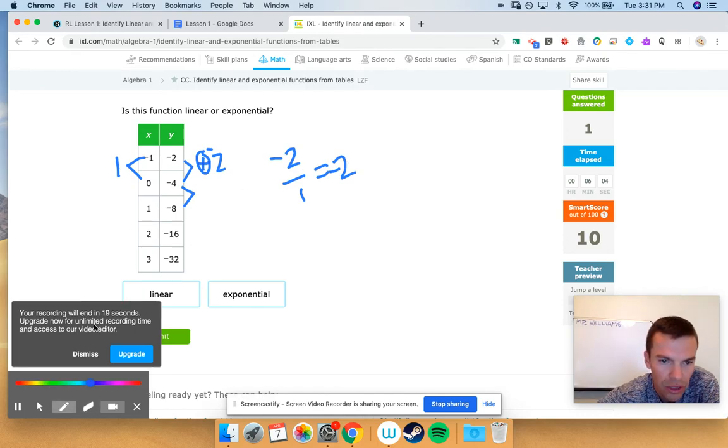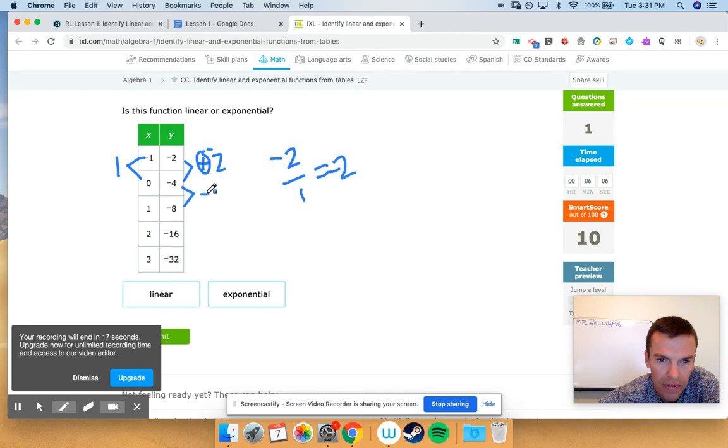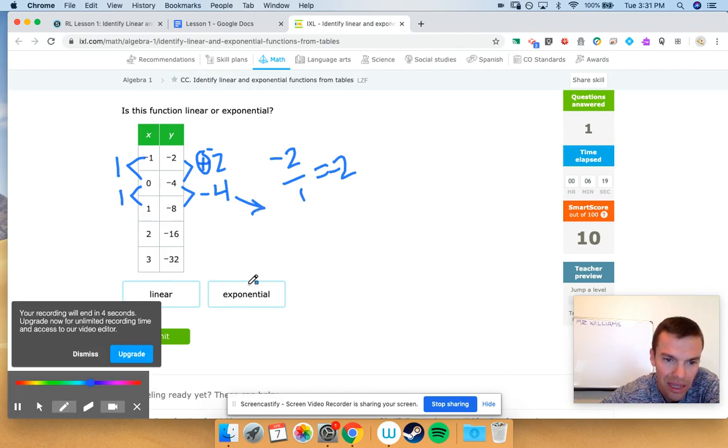Okay. So I'm going to look at this next one, -4 to -8. That's actually going down 4. And over here, I can see the change in x was just 1. So that would be a slope of -4. So I can see it's not consistent, and that would be an exponential decrease.